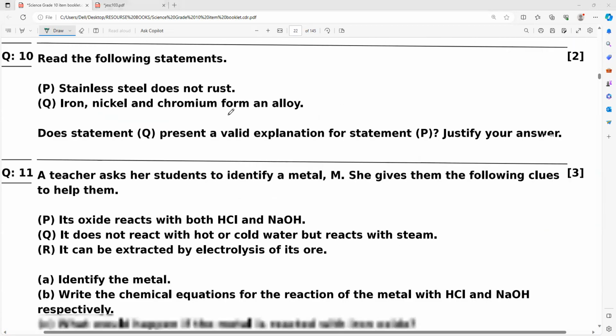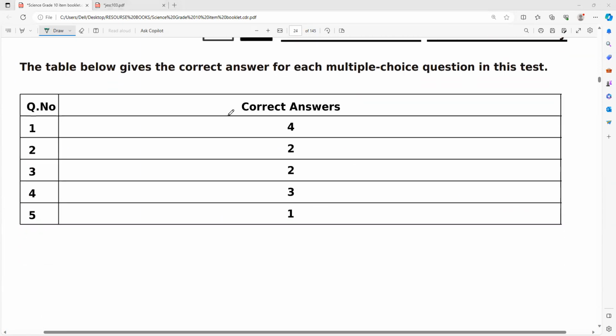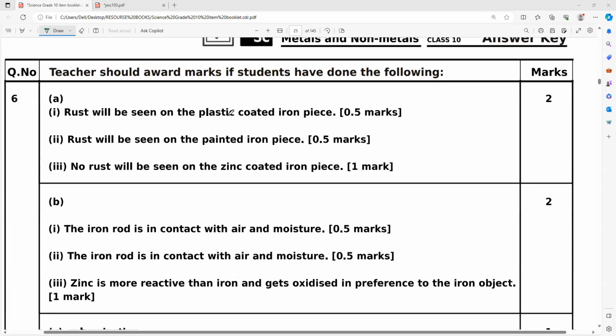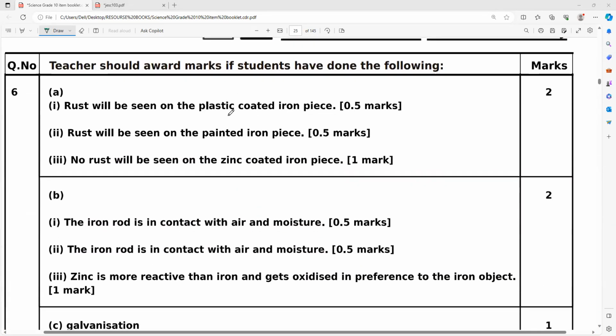It is in NCERT also, it will be their question. Once you read, you find out, please, otherwise I'll find it. The most important question is this one, so please learn, everybody. Rust will be seen on the plastic coated iron plate, as I told you. Rust will be seen on the painted iron plate, but no rust will be seen on the zinc coated iron piece. Reason: the iron rod is in contact with air and moisture.